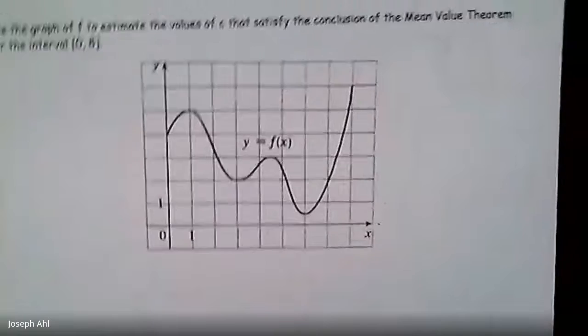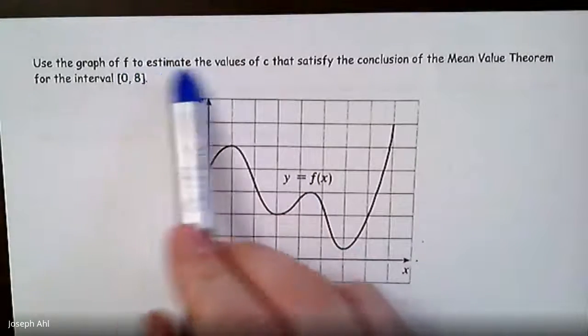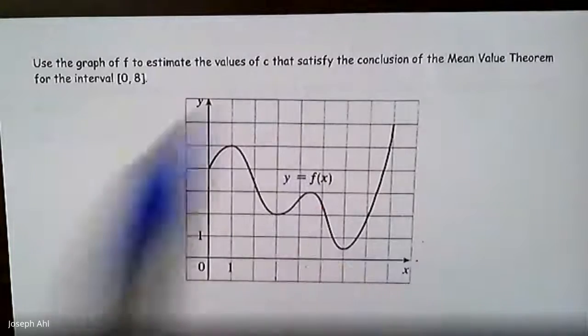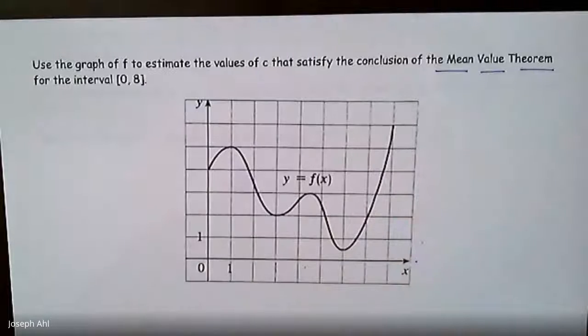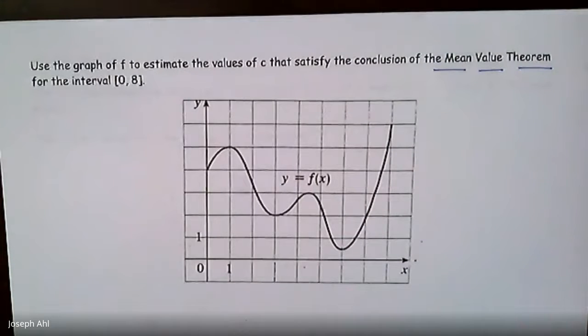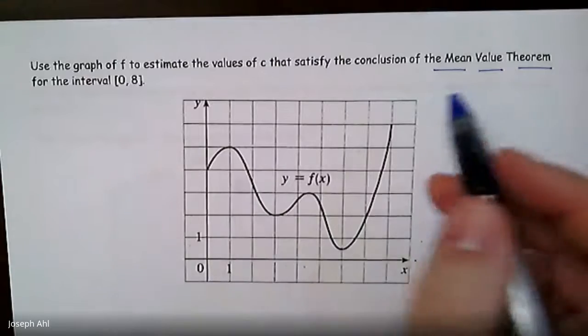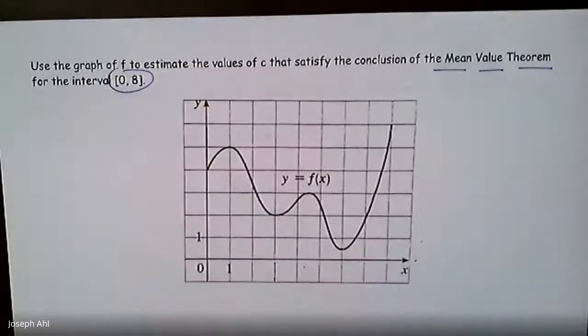I like this question. This question gives you a function graphed, f of x, and it says use the graph of f to estimate the values of c that satisfy the conclusion of the mean value theorem. Oh man, it's been a while since the mean value theorem stuck its way. Maybe not that long. You had to do some mean value theorem in the day 28 practice, so I guess not that long ago. But we want to satisfy the mean value theorem over the interval from 0 to 8.